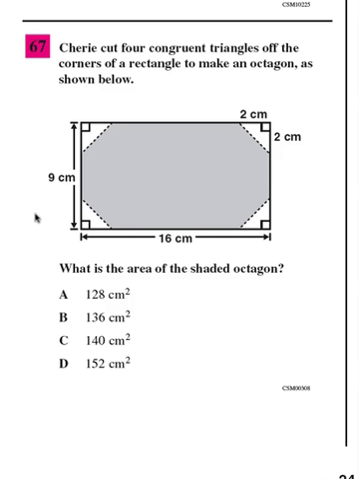We have that the area of the rectangle is base times height, which is 16 times 9. 9 times 6 is 54, 9 plus 5 is 14. That's 144 centimeters squared.